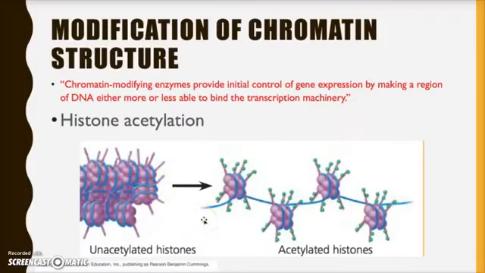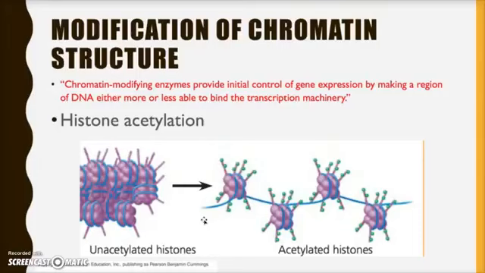So the first step, the first opportunity for the cell to regulate gene expression, is the modification of chromatin structures. As the textbook says, chromatin modifying enzymes provide initial control of gene expression by making a region of DNA either more or less able to bind the transcription machinery.